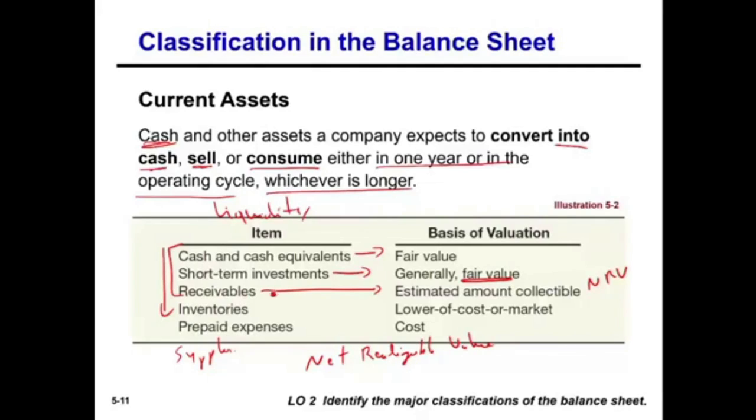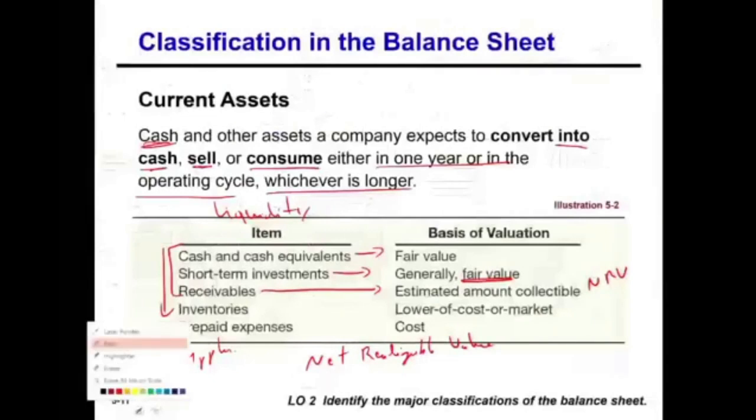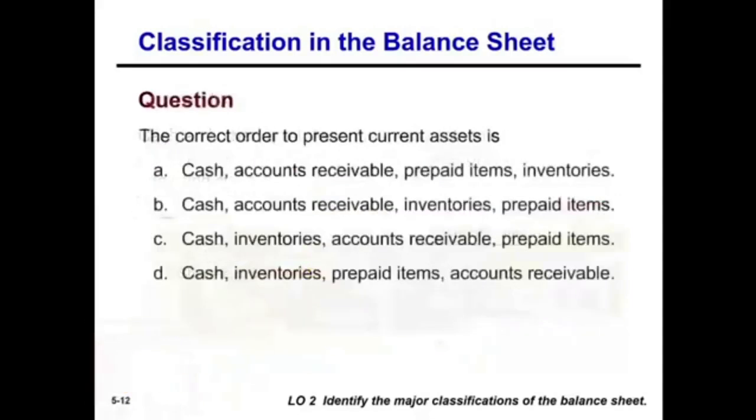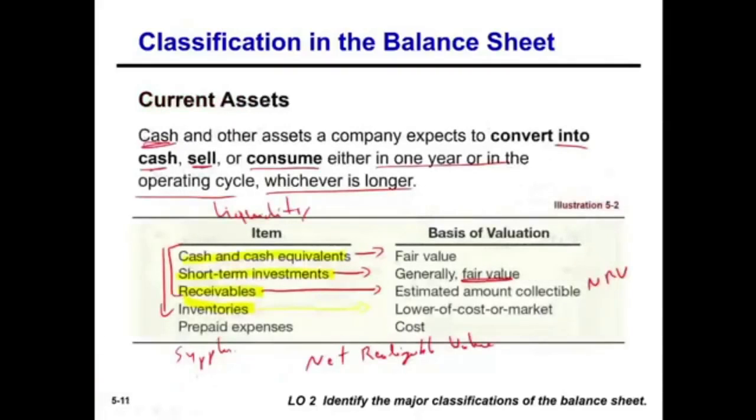And for each one of them, we're going to have a chapter. For cash and receivables, we're going to have one chapter. We're going to have one chapter for inventory, one chapter for investments. So eventually we're going to cover each one of those in detail. But for receivables, that's how they're reported. Inventory is reported at something called LCM, lower of cost or market. That's another method that we will use. And prepaid expenses are reported at cost.